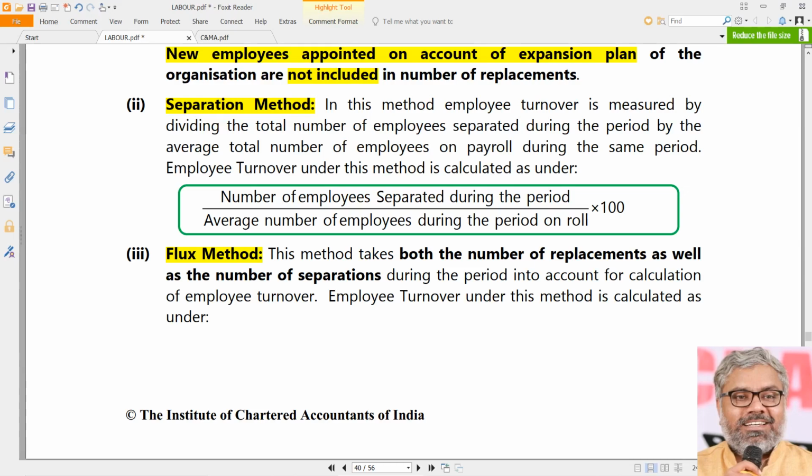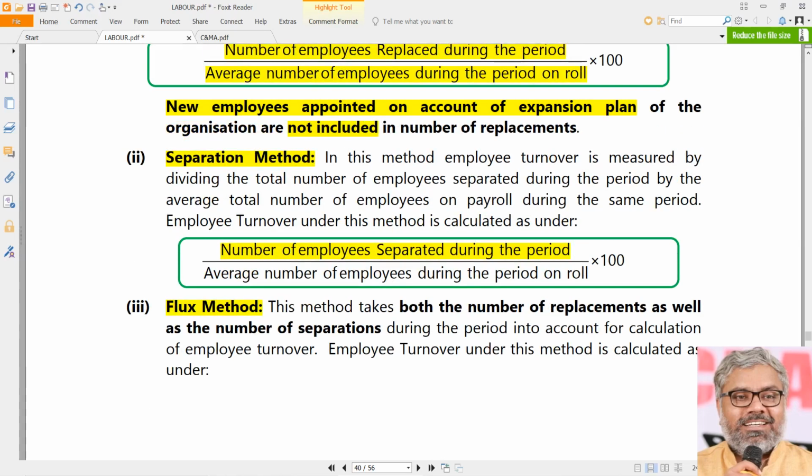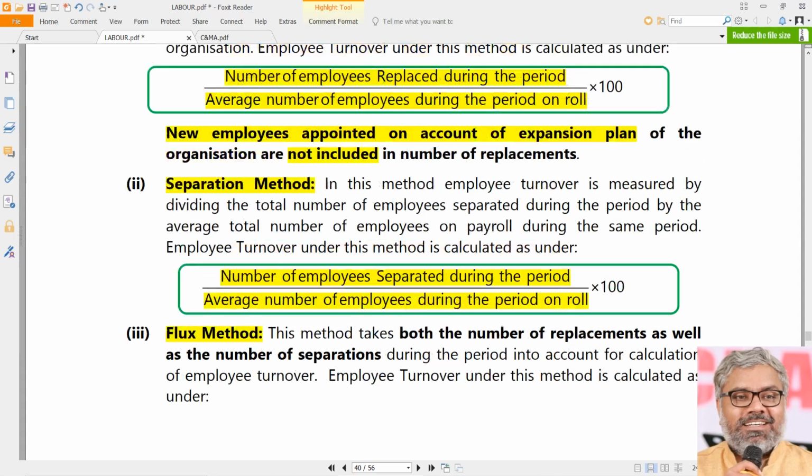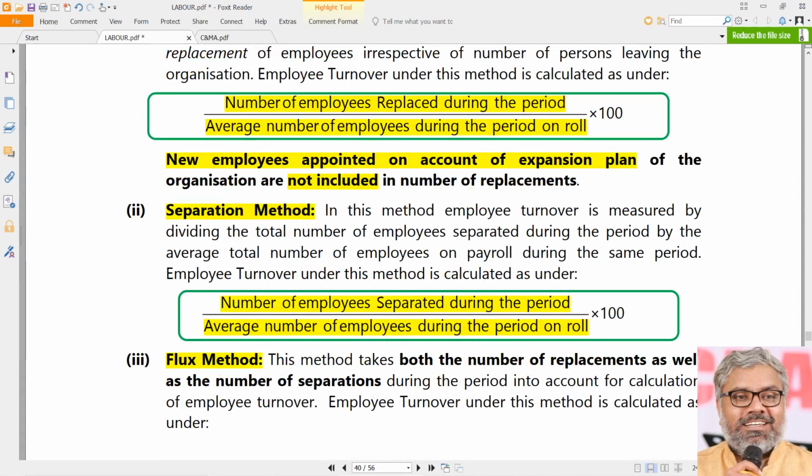Separation method, that is called. Here, separated means who left the organization. That's all. We don't consider replacement and all. Here, in this case, we will take only the number of employees who separated, means who left the organization, divided by the average number of employees during the period on roll. Denominator is same. Numerator is what? Instead of replacements, here we take separations. Separation itself means people who have left the organization, whatever the reason may be. There may be or may not be a replacement, we don't care.